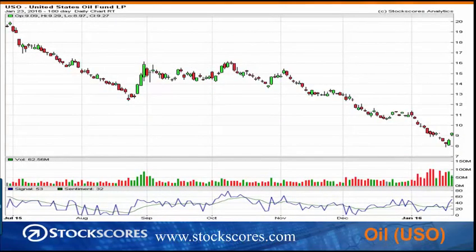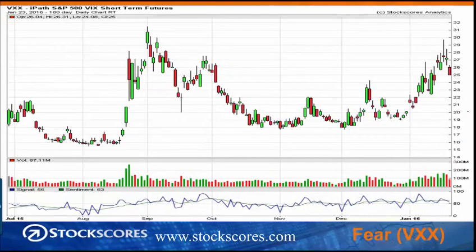Here is oil. We already discussed this, and basically it's coming off of a low. It hasn't built a rising bottom yet. This chart still has lots of work to do before it can be considered a reversal. So as a trader, I'll trade the volatility there, but I wouldn't take longer term positions just yet. I think it's still too early to do that.